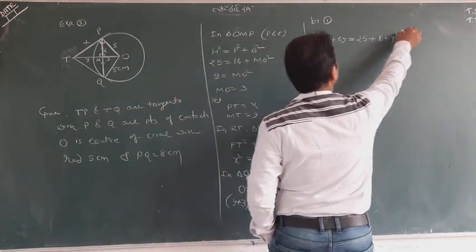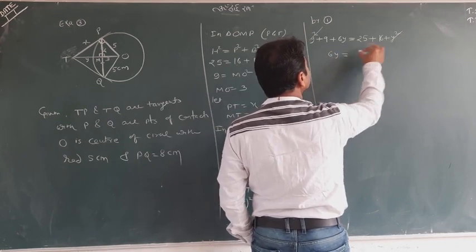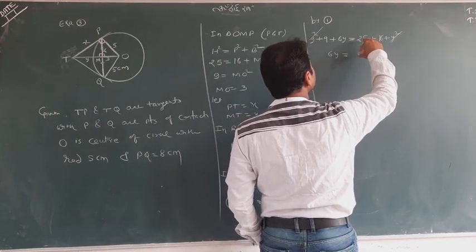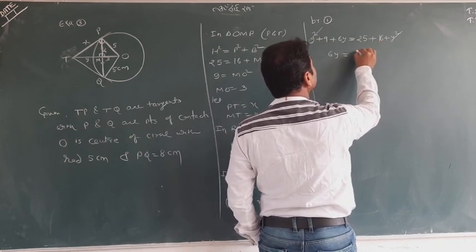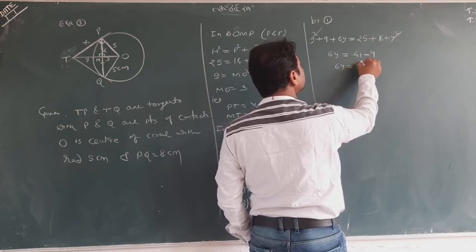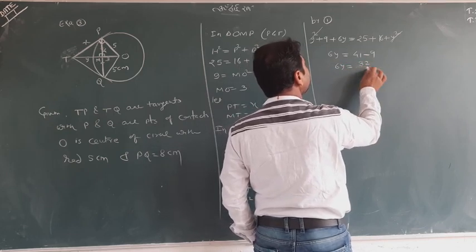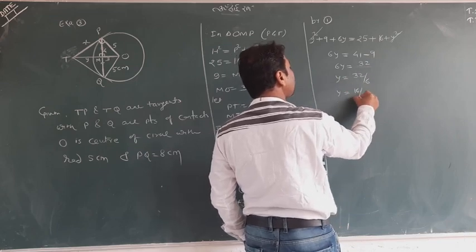Now, we have y square cancel. 6y remaining same. This is 25 and this is 9 also. So if I add it, this is going to be 41 minus 9. 6y will be 32 and y will be 32 upon 6. Y will be 16 upon 3.